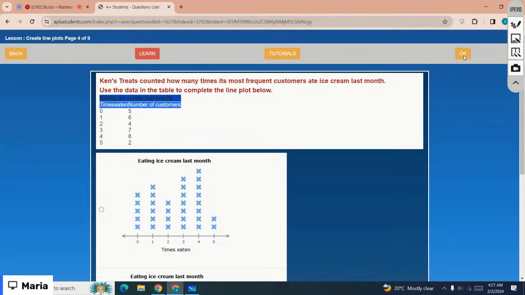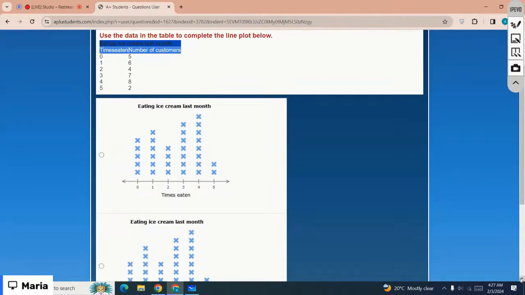Kent Streets counted how many times its most frequent customers ate ice cream last month. Use the data in the table to complete the line plot below. So just check with the first one if that is the correct option. Option 1 is the correct option. Got it?